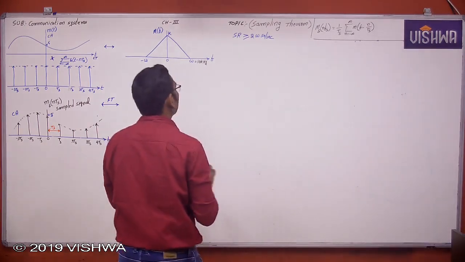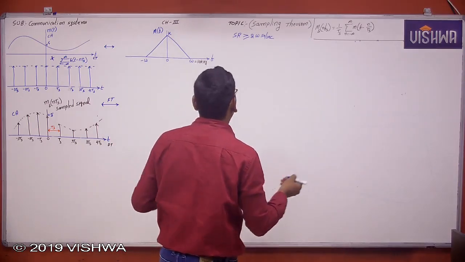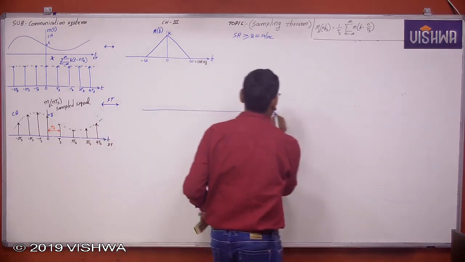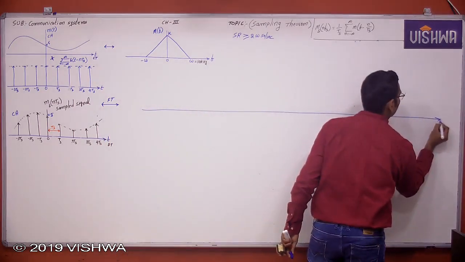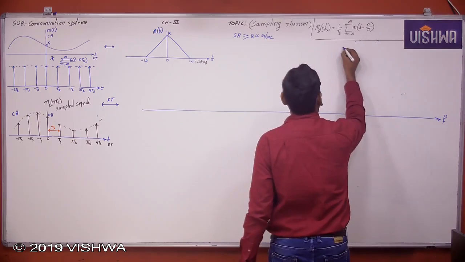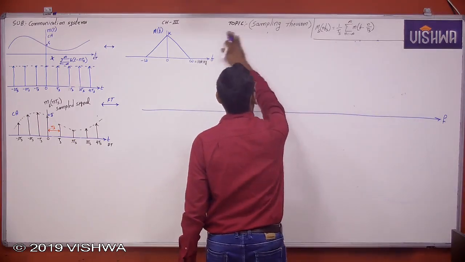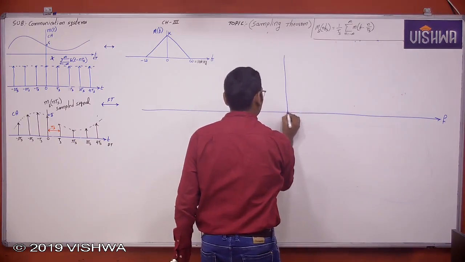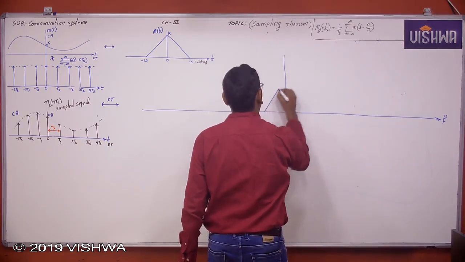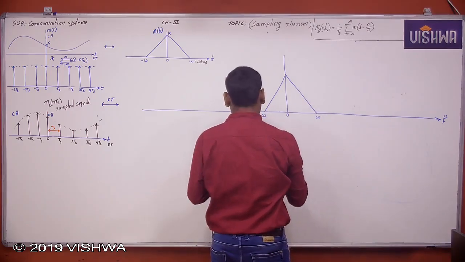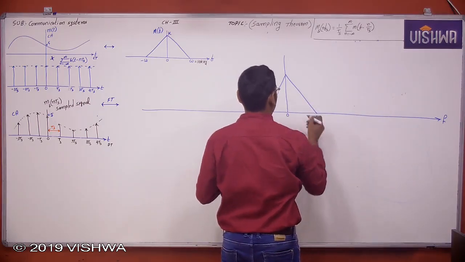Now, if the sampling rate is less than 2 omega samples per second, what happens now?